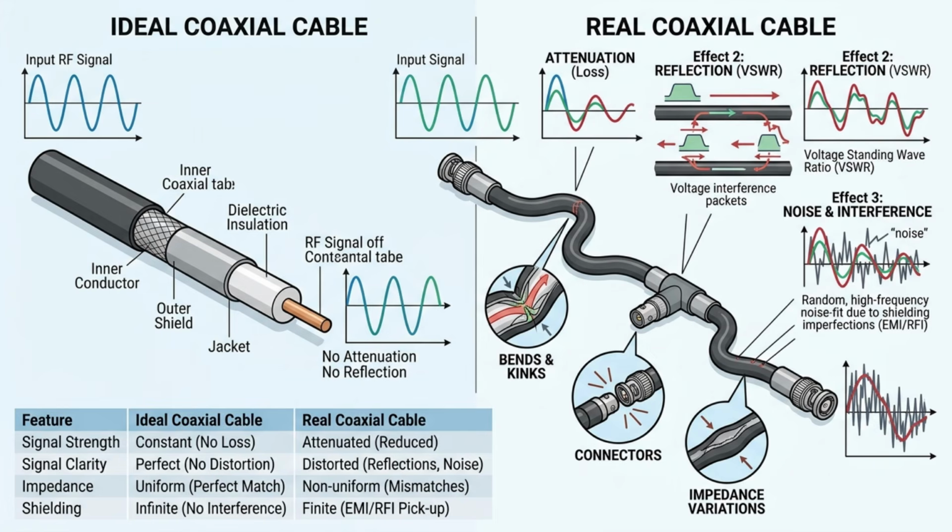On paper, a cable looks simple. Just two conductors, a fixed impedance, a clean signal path. But in real life, cables behave in much more complex ways, and those small imperfections start to matter at RF.